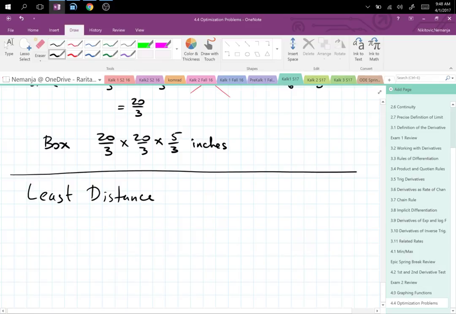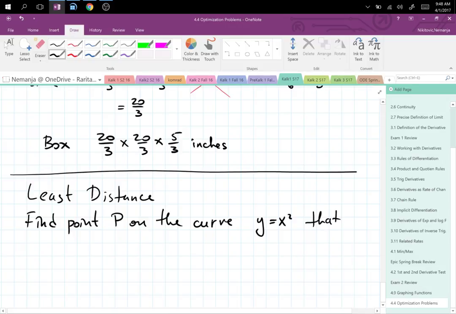Problem number 20 and many others in the homework talk about find point P on the curve y equal x squared that is closest to 18, 0.